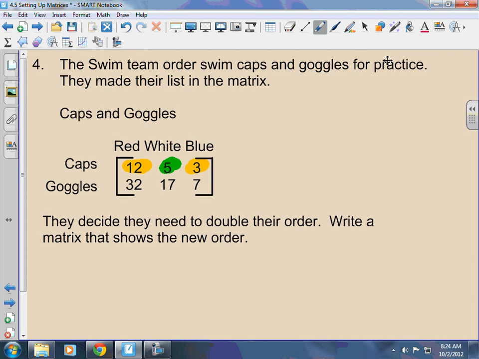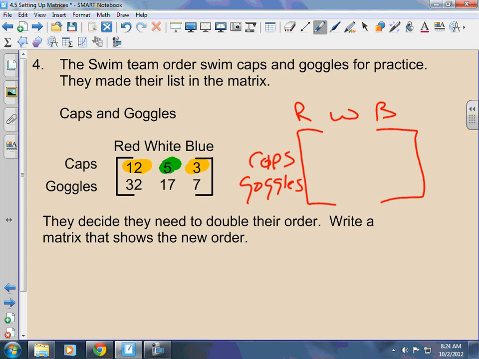So, this is easy. Caps, not cops. Caps, goggles, red, white, blue. Now, I'm doubling my order. How do I double 12? Add 12 or times it by 2.